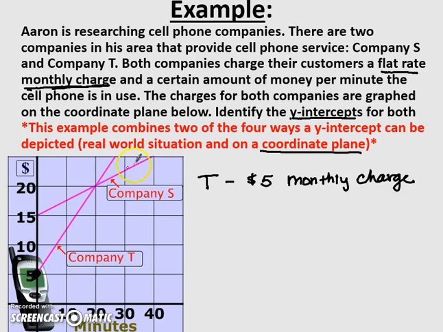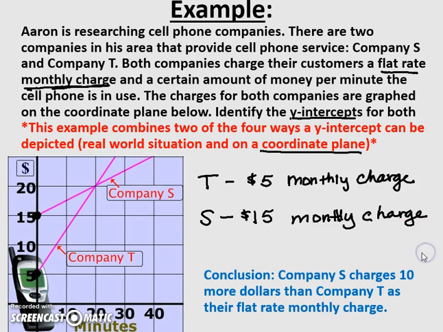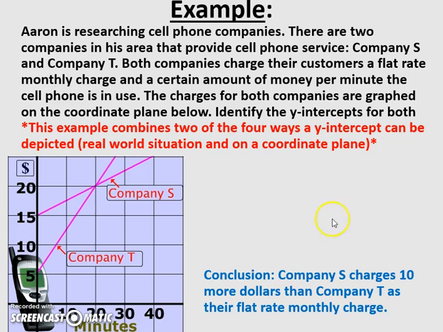Look at Company S's line. It touches the y-axis at 15. So Company S charges $15 as a monthly charge. Now that we've come up with the y-intercepts for each one, we can state a conclusion. Our conclusion is Company S charges $10 more than Company T as their flat rate monthly charge.